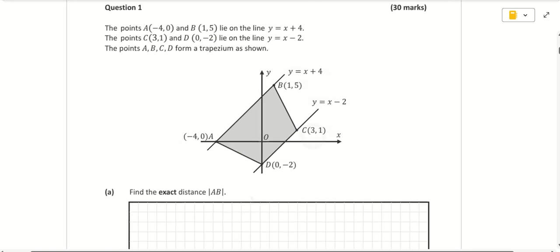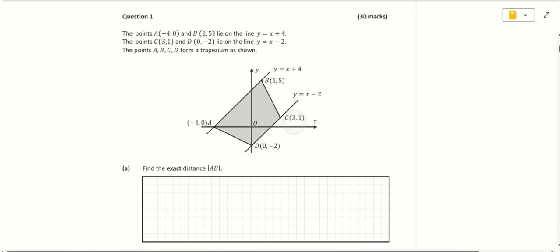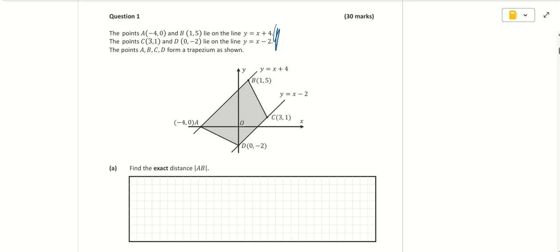Okay, so first one was some coordinates. We are given 2 lines, and we've got 2 points on each of the lines, and they make a trapezium. So let's find the exact distance AB. So you've got the word distance here, so that means straight to your distance formula: x2 minus x1 squared plus y2 minus y1 squared. Coordinate geometry questions always just go straight to the formula book. Now you're given the points, so that's AB, so that's your x1, y1 on A and x2, y2 on B.